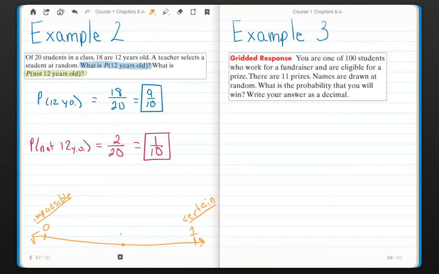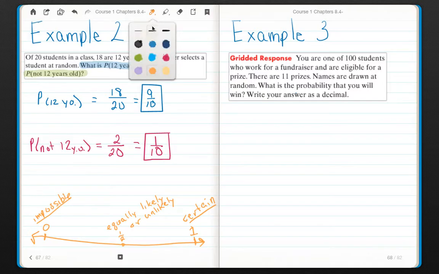Okay? If it falls here at the half mark, it is equally likely or unlikely. Flipping a coin goes here. What are the chances I'm going to get heads or tails? It's 50-50. It's equally likely or equally unlikely. So this end over here is considered to be less likely. The closer you get to 0, the less likely you are going to be.